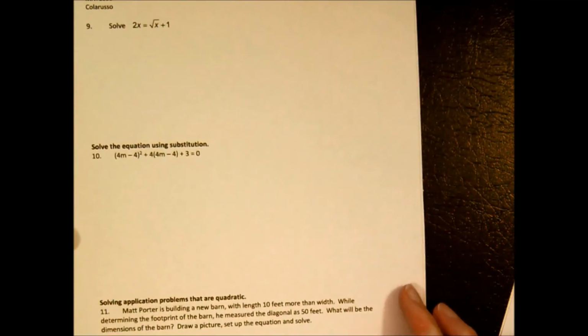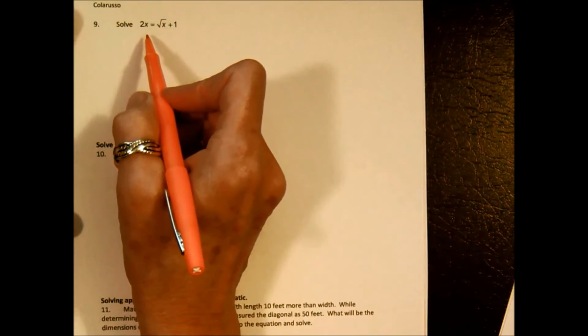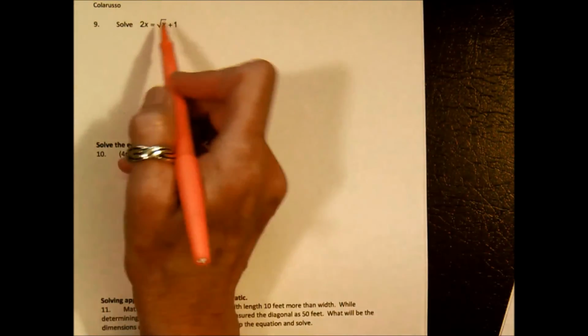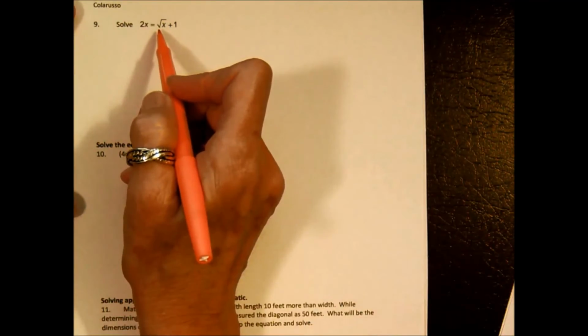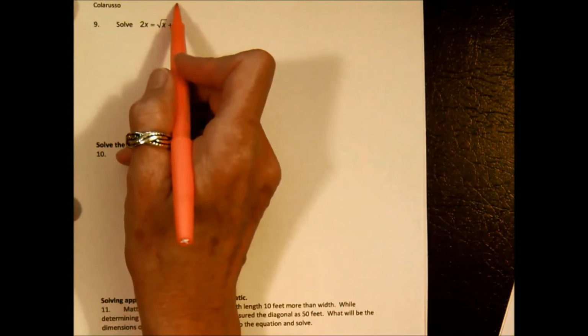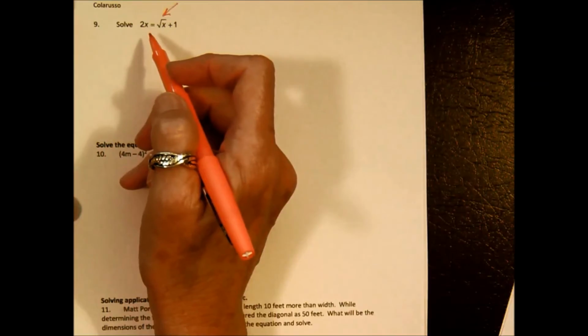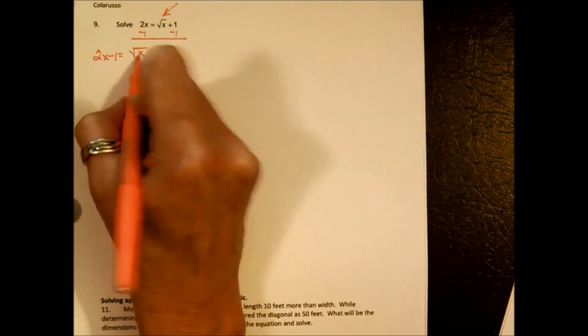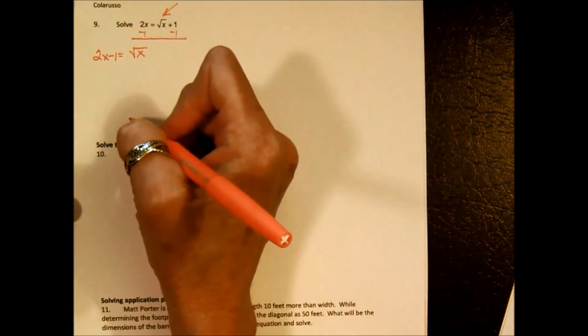All right, on the next page, we have another one that is quadratic in form. I could get everything equal to 0, but as soon as I see that radical sign, that tells me I want to isolate that term and then square both sides. So I'm actually going to subtract a 1. So 2x minus 1 equals square root of x. Now I'm going to square both sides to get rid of that radical.